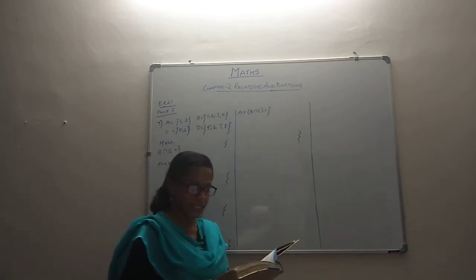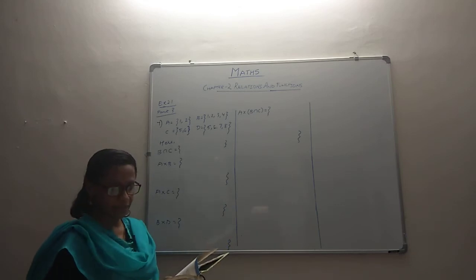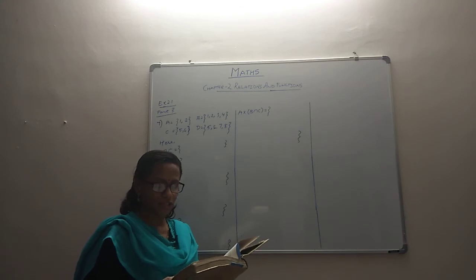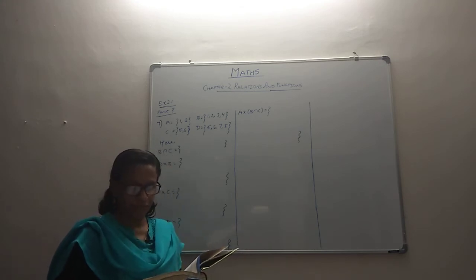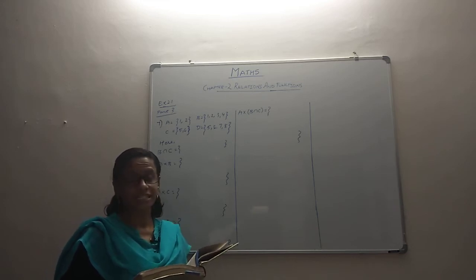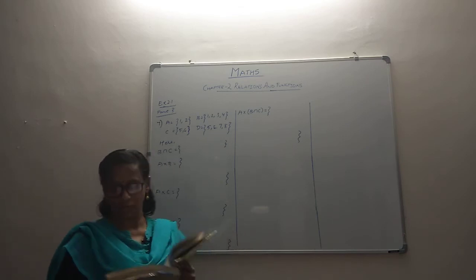Now this is our question number 7. In question number 7, they give us sets A, B, C and D and ask us to do certain verifications. For example, they ask us to verify A cross (B intersection C) equals (A cross B) intersection (A cross C). They ask us to verify that A cross C is a subset of B cross D.